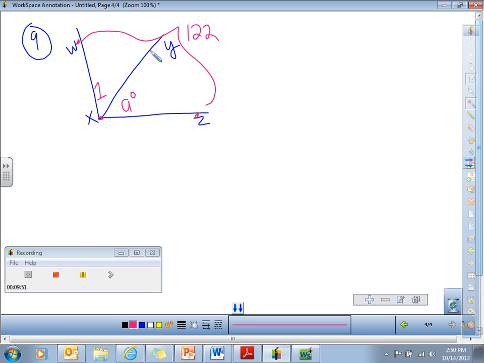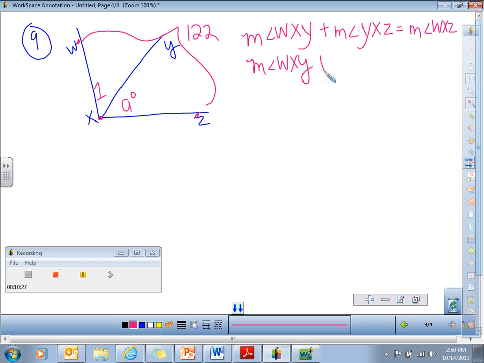Okay? Well, when you add the two smaller angles inside of a larger angle, you're using the angle addition postulate. So the measure of angle WXY plus the measure of angle YXZ is equal to the measure of angle WXZ. Running out of room. WXZ. WXY is what we're trying to write an expression for. I'm substituting. What is YXZ?